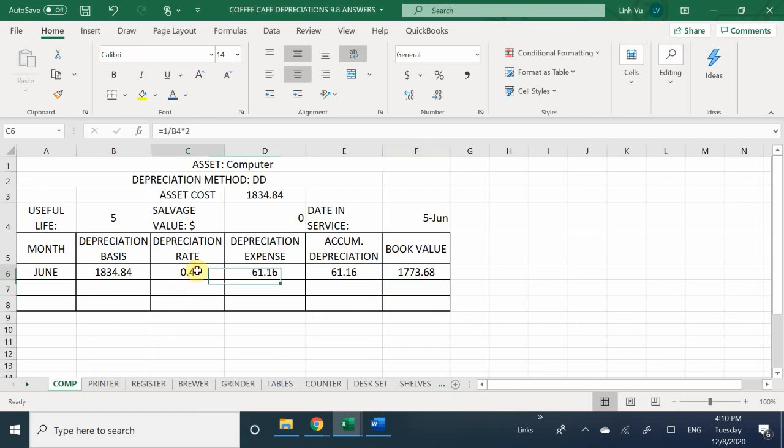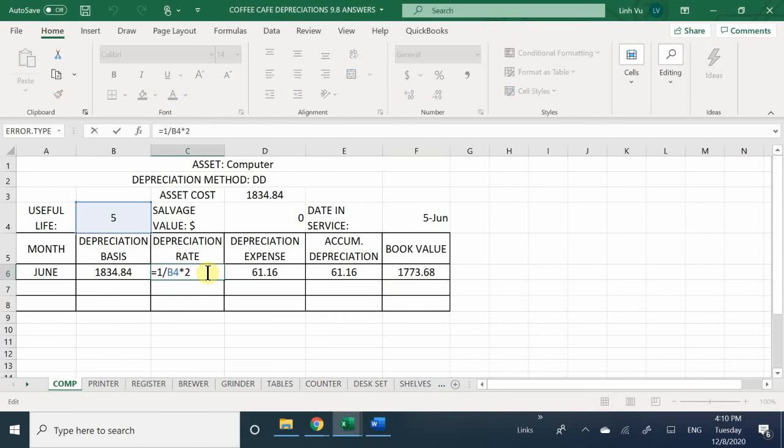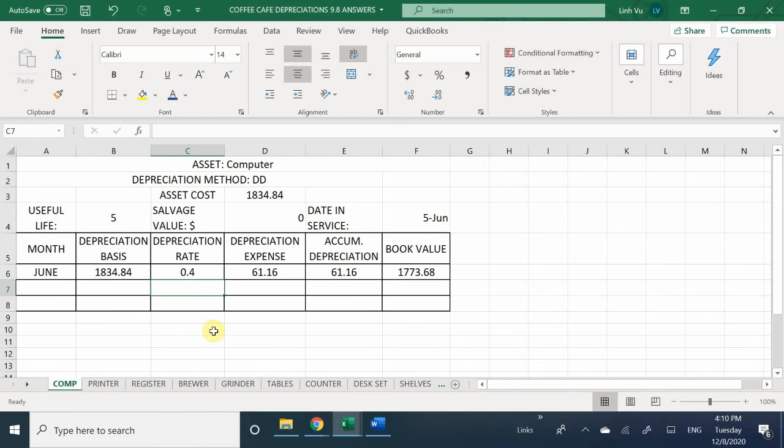Before you move on, I'm sorry, can I see how you formulated the rate with the formula? Because I messed it all up. It's just, I just did 1 divided by 5 times 2. Oh, okay, times 2. Okay, all right. Sorry. No worries.